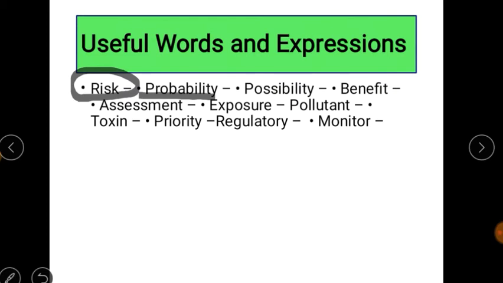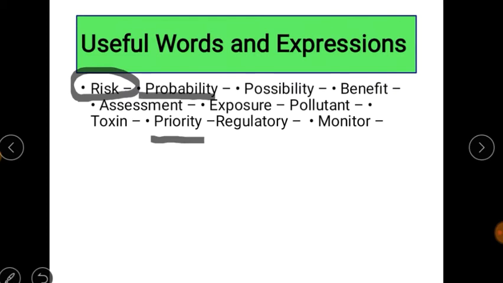Then priority. What are the priorities available before making decisions? Whether the benefit, whether the jobs, all those things will be decided. So what are the priorities? Is health more important, or the jobs of the people more important? Both things we have to discuss.